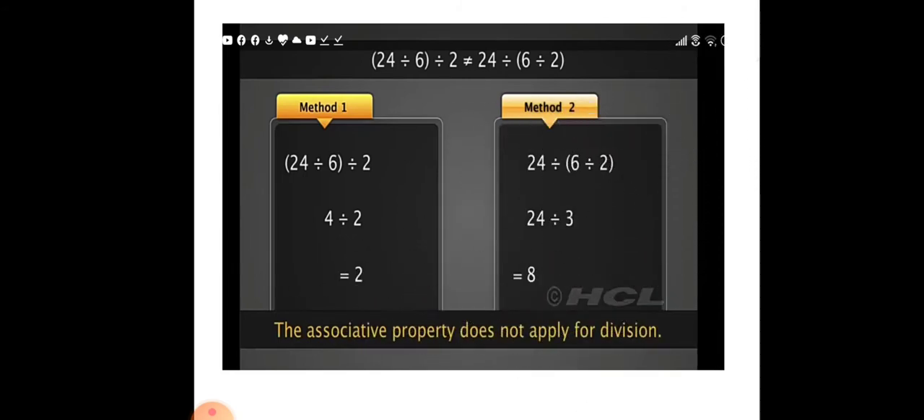So, the answer is different when we make a group of the first two numbers or the last two numbers. The answer is different. So the associative property does not apply for division.